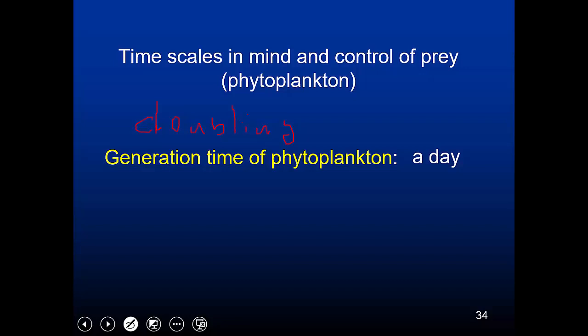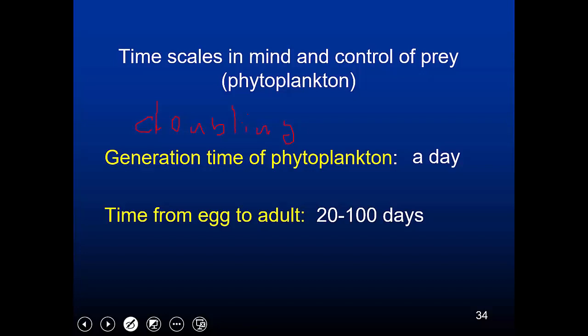The time of an egg to adult, you can see there, is quite long. I guess this depends on your perspective. For many organisms, 20 days, 100 days is a blink of an eye. For us, of course, it's horrible. But for these animals, it's not too bad, 20 to 100 days. Certainly, the point here is a much longer time scale for growth for these zooplankton than the phytoplankton. And that's also important to keep in mind in thinking about the lags.